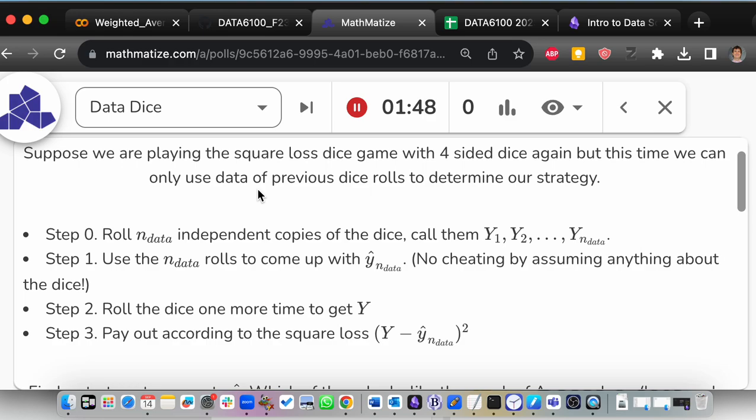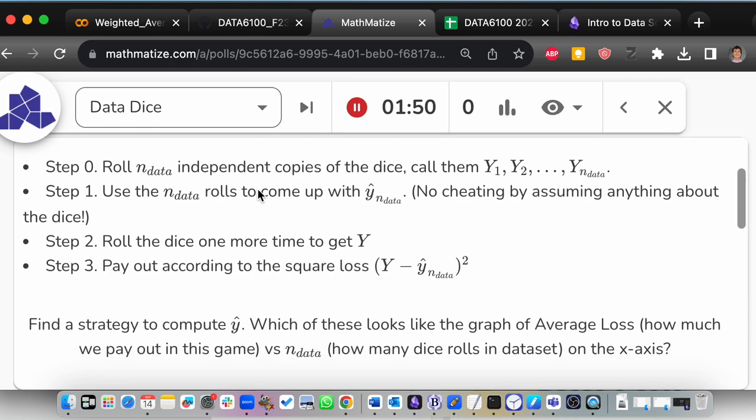Okay. And the question is, when you did this before, we figured out that the optimal strategy is to pick y hat as 3.5 or 2.5, depending on the number of sides on the dice. This time, what is going to happen is going to depend on the number of dice rolls. And what I want you to look at is how much money you pay me on average as a function of the number of dice rolls.